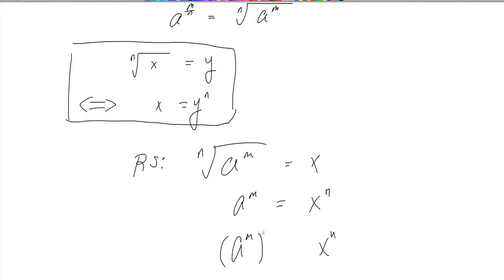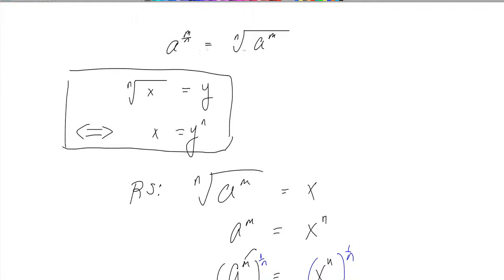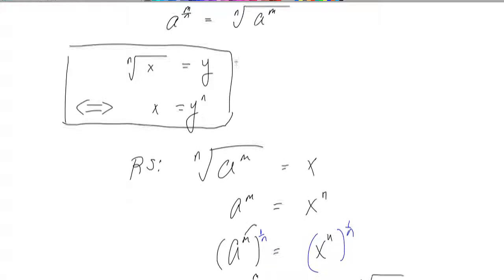Pick a different color here. So 1 over n, 1 over n. Then what we have here is a to the power of, we can use the exponent law, multiply these two, m over n is equal to x. Of course, we come full circle, x was equal to this. So that's the proof. That's the proof of why these two statements have to equal each other.